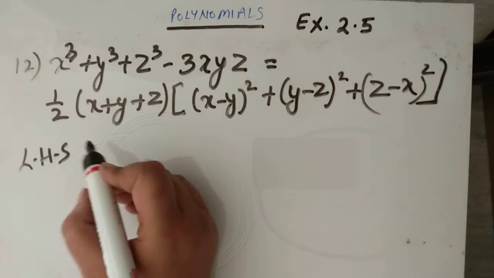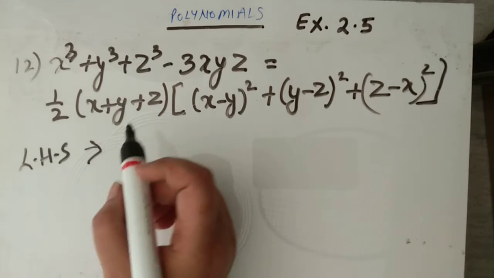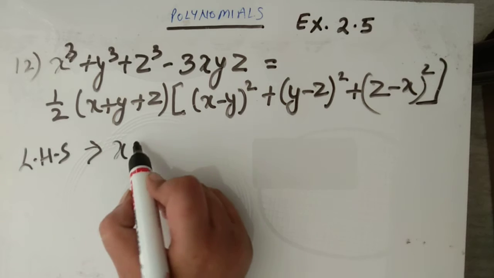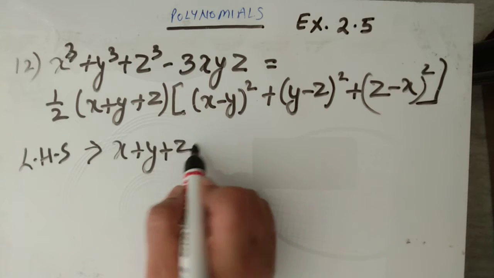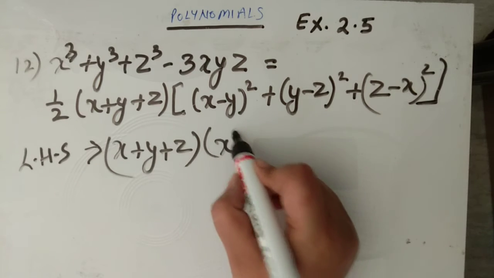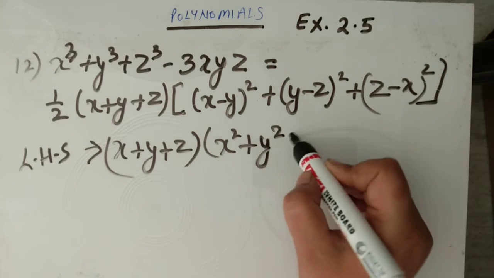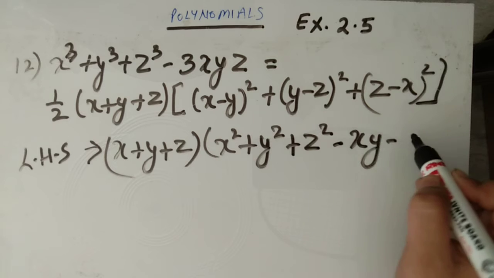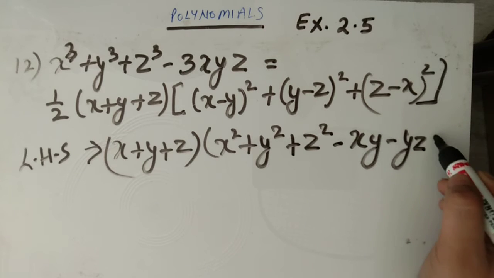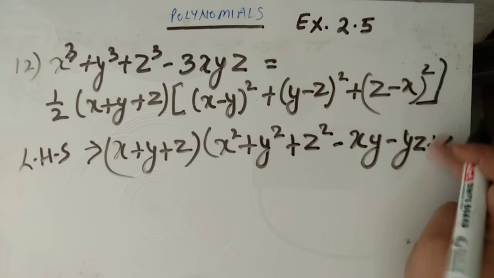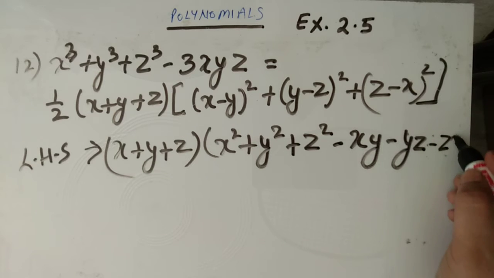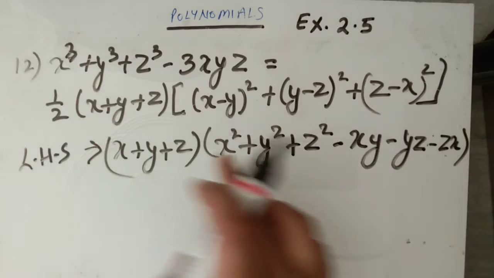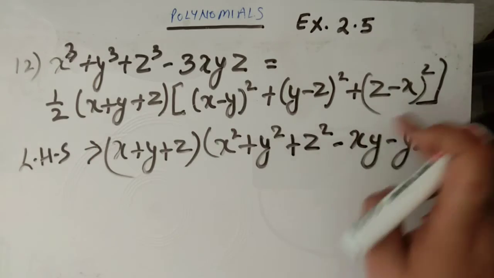Okay, so when we start from our left hand side, you know what its factors are. It is x plus y plus z and x square plus y square plus z square minus xy minus yz minus zx. So these are your factors. Now this you are getting. Try to find it out. Convert it into this form.